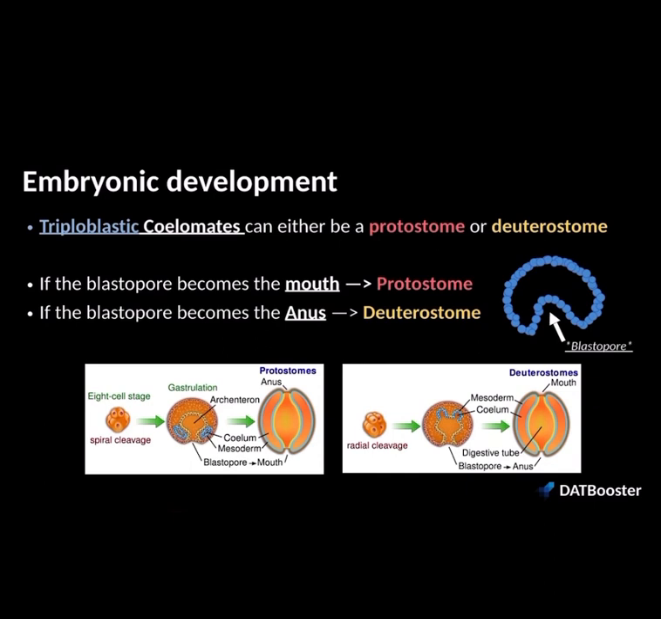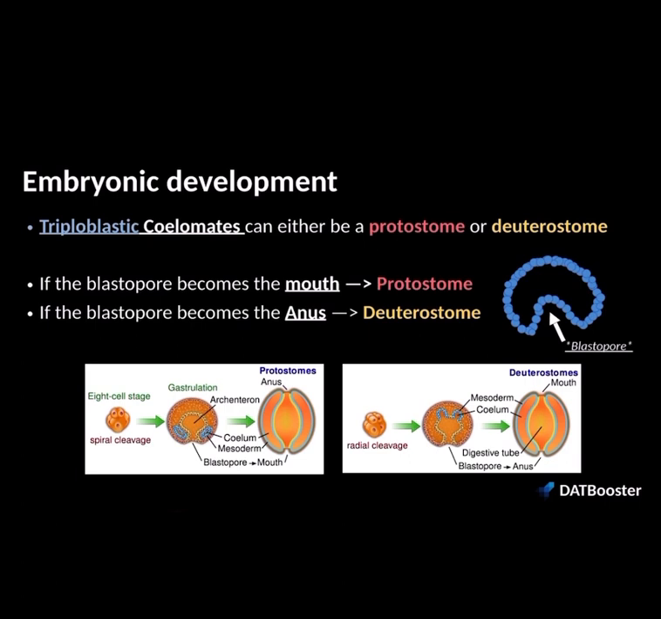So why is this important? Well, the blastopore, think about it, you have two openings to your GI tract. You have your mouth, then your anus. The blastopore can either become the mouth or the anus. Now, triploblastic coelomates, so now we're further dividing coelomates, not pseudocoelomates, this is just coelomates. Triploblastic coelomates can either be classified as a protostome or a deuterostome. If that blastopore becomes the mouth first, it's known as a protostome. If it becomes the anus first, part of that gut tract, it's going to be a deuterostome.